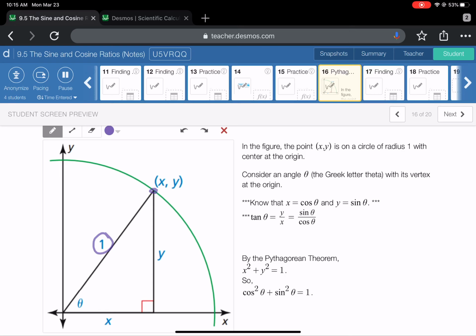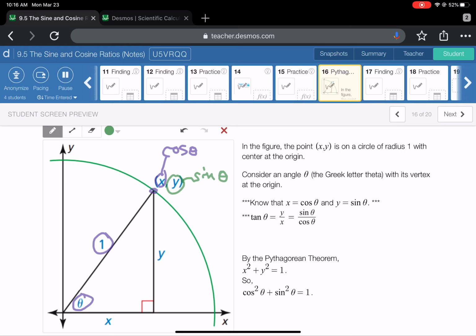Then we're going to consider this angle here to be called theta. Theta is a Greek letter that we're going to use to name this given angle. So what we need to know is that x represents cosine of theta, and y represents sine theta.